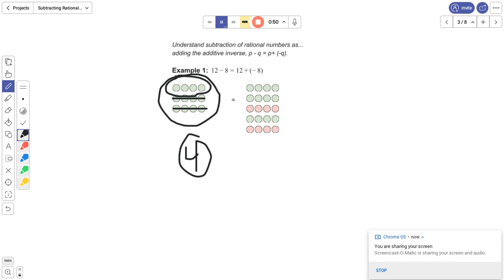Okay, and what we have to really look closely at: if you add a positive chip plus a negative chip, that essentially cancels it out and makes 0. So every pair is equal to 0. So we can cancel each pair, one positive, one negative, because together they make 0. And guess what? We're left with 4 positive chips.